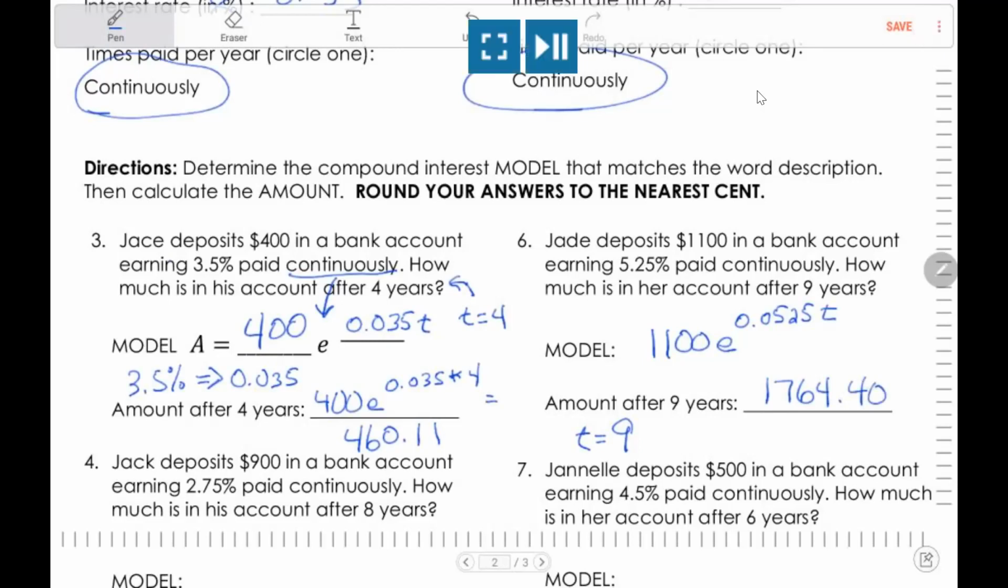All right, and stop sharing so you can see my face. Okay, and you have a Delta Math assignment. It's called 2.2H. I think it's called compounding, and it's all the different types of compounding: monthly, quarterly, semi-annually, and continuously. And so that's your assignment for today.